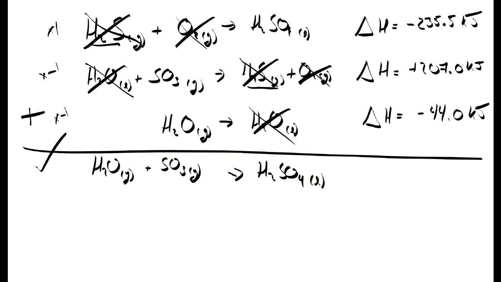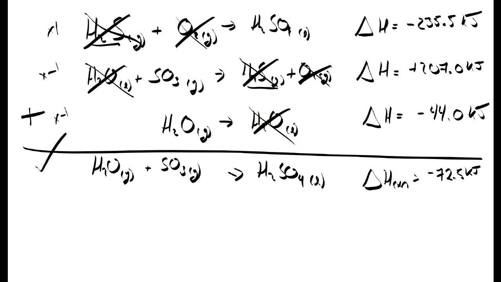Okay, so now, to get delta H for the reaction, we just add up these three. So negative 235.5 plus 207.0 plus negative 44.0 is equal to negative 72.5 kilojoules. And yes, if you're curious, this is something that can happen. Sulfur trioxide plus water, they will combine in the air to form sulfuric acid.